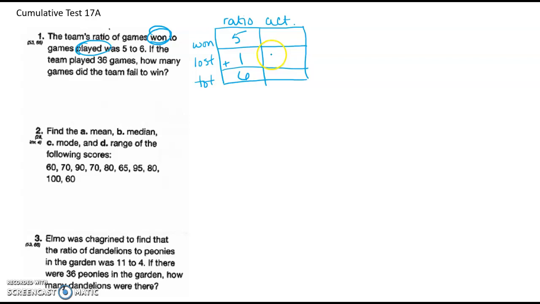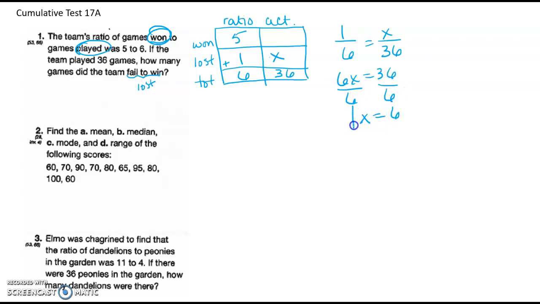If the team played 36 total games, how many games did the team fail to win, which means lost? So we're looking for this. So we have our ratio box. We're going to do our proportion, and then we're going to cross multiply. I have 6x is equal to 36. We divide by 6. X is equal to 6. So they failed to win 6 games. Let me go ahead and change colors here.